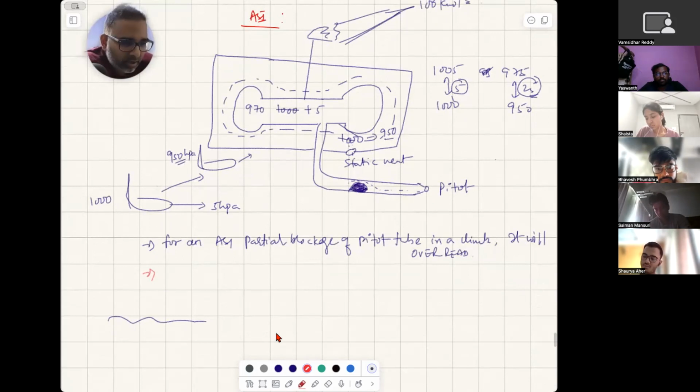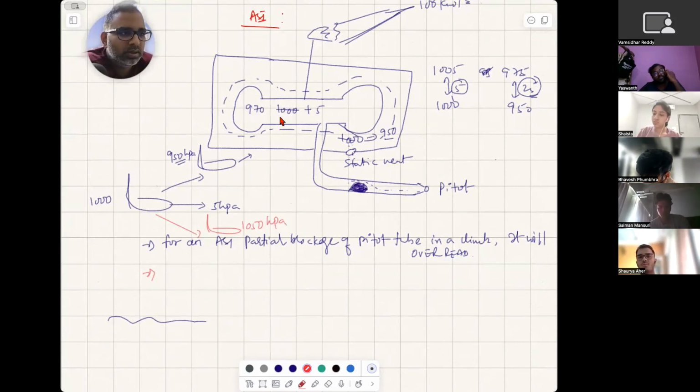Right now, in red color, we will try to descend. If we descend from 1000, how much will the pressure be? 1050, an increase. So instead of 1000, around the aircraft it became 1050. Got it?